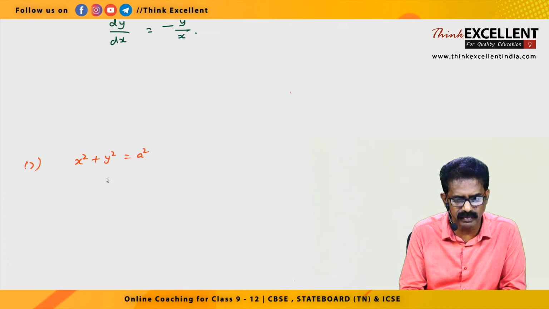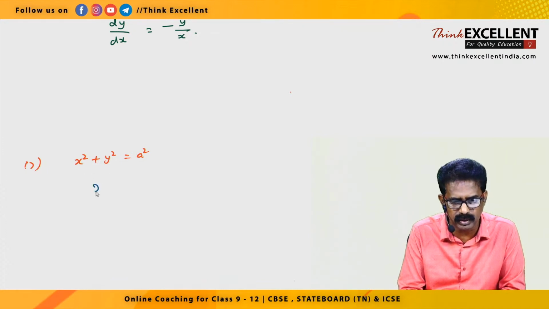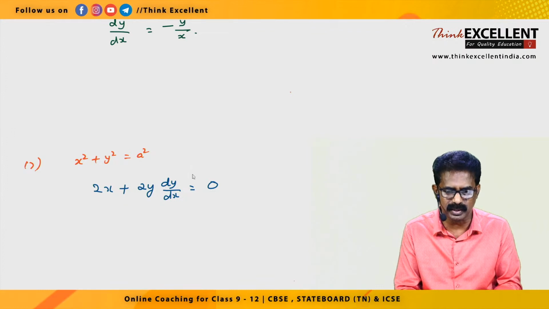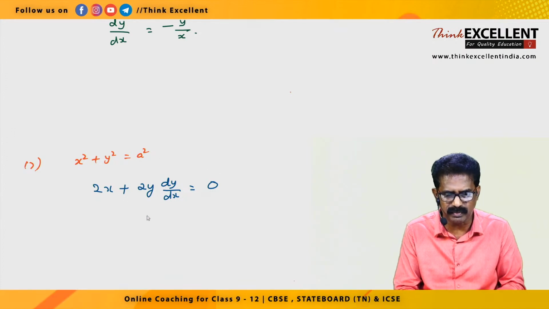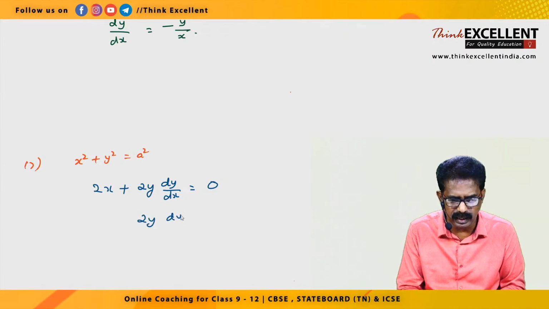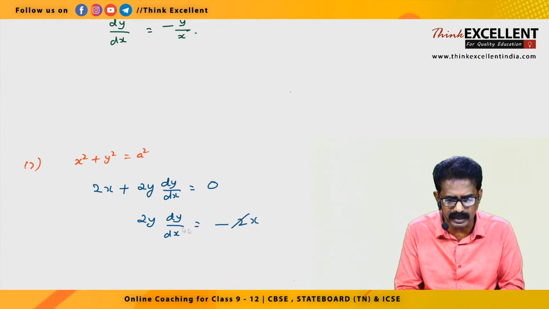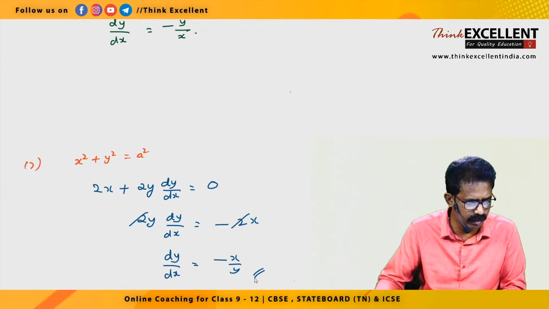So differentiating with respect to x, x square derivative 2x plus y square derivative 2y dy by dx equals a square. Now we won't make mistake like previous one, right? C square derivative 0, a square derivative 0. From here you can find dy by dx. 2y dy by dx is, take the 2x to the right side, minus 2x, cancel 2 on both sides. So dy by dx is minus x by y, right? Minus x by y. That is sum number 17.